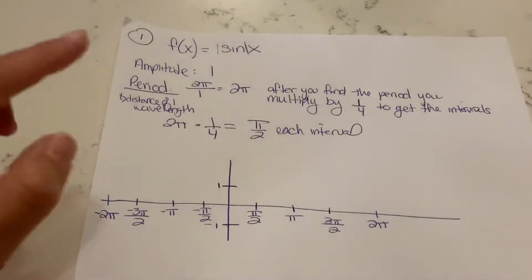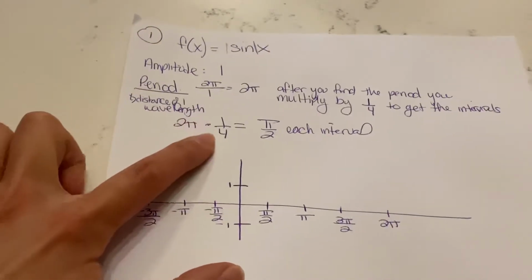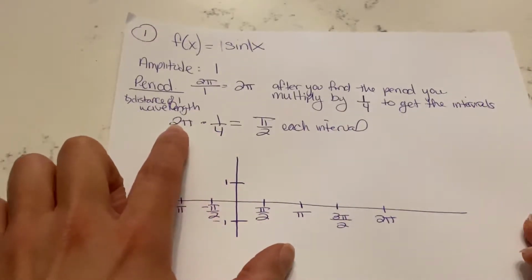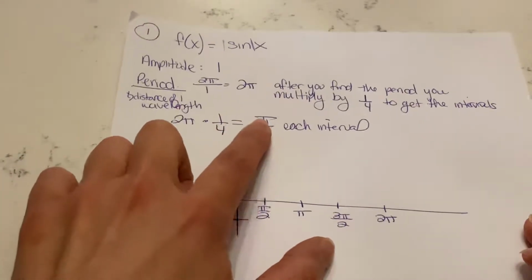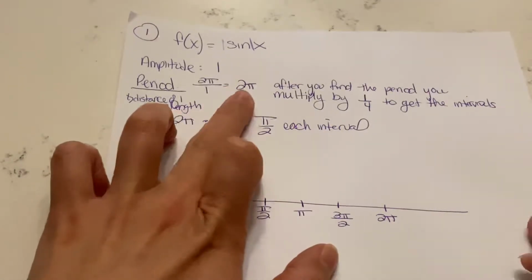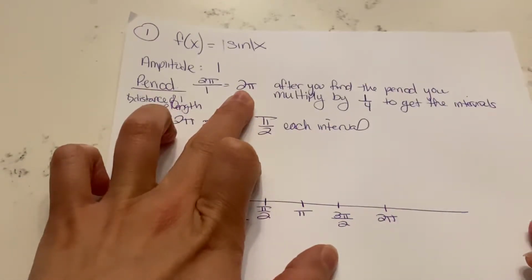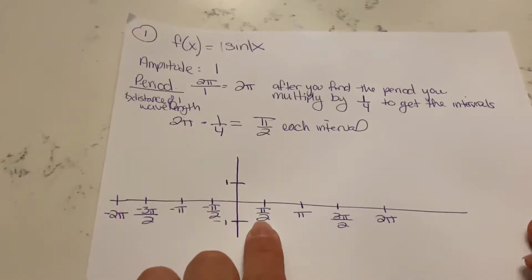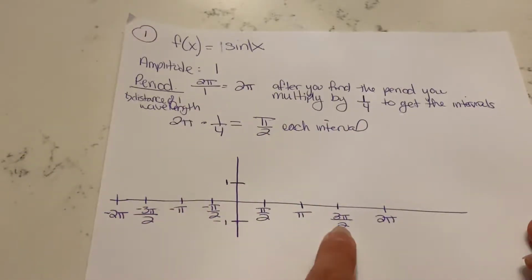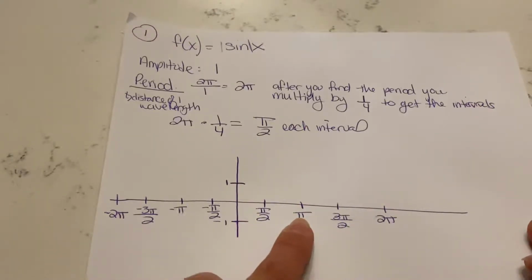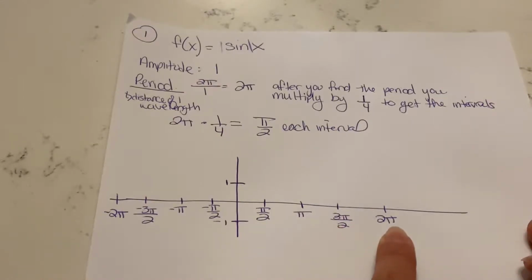So when you get your period, you multiply by 1/4 to tell you how your intervals are increasing. When I multiply 2 pi by 1/4, I get pi over 2, which is 90 degrees, because remember, 2 pi represents 360 degrees. You're splitting it into 4 pieces, so each interval is 90 degrees, so pi over 2. So pi over 2, pi, 3 pi over 2, 2 pi. What does that represent? 90 degrees, 180, 270, 360.